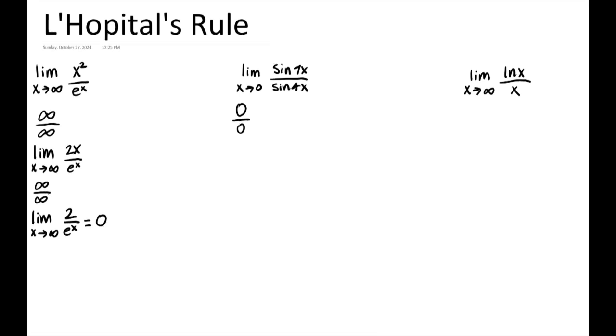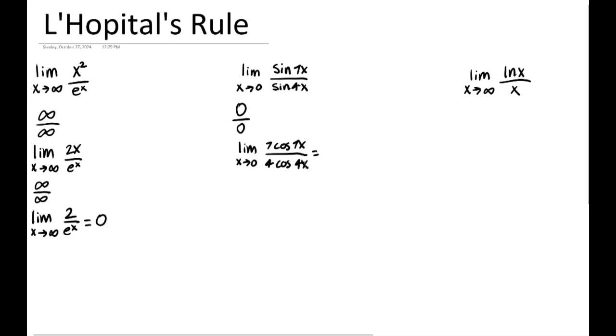Deriving the top and the bottom of the fraction, we can rewrite our limit as the limit of x approaching 0 of 7 cosine of 7x over 4 cosine of 4x. If we plug in x as 0, we end up with our final answer of 7 over 4.